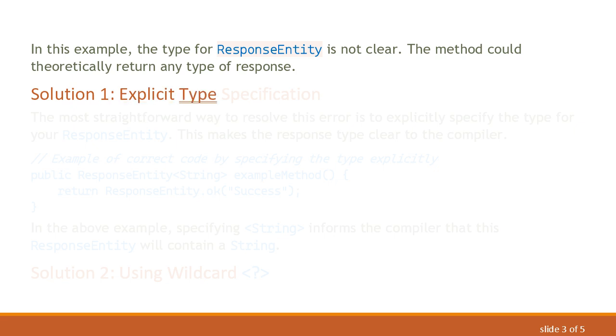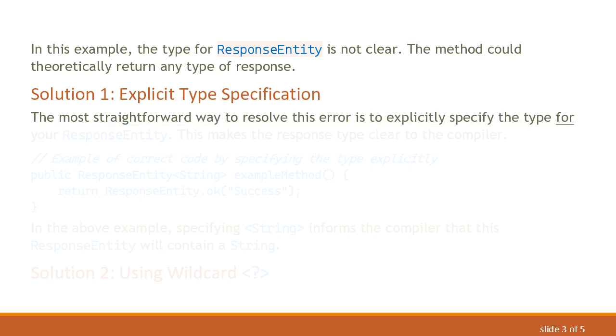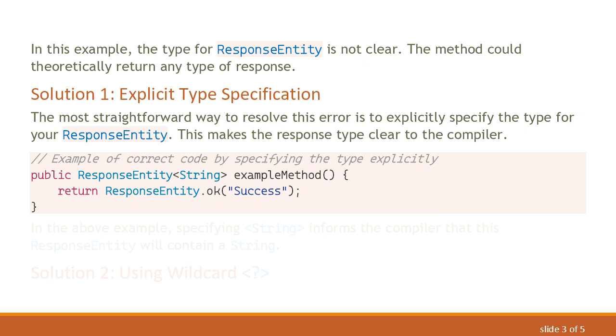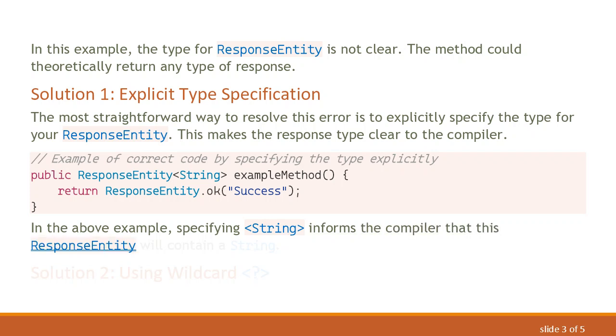Solution 1. Explicit type specification. The most straightforward way to resolve this error is to explicitly specify the type for your response entity. This makes the response type clear to the compiler. In the above example, specifying String informs the compiler that this response entity will contain a string.